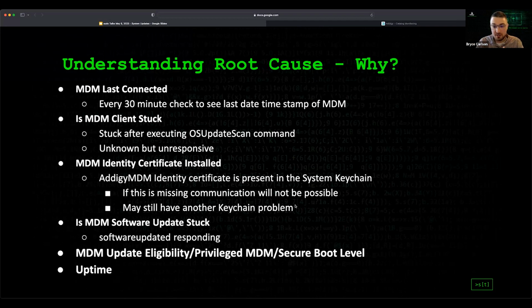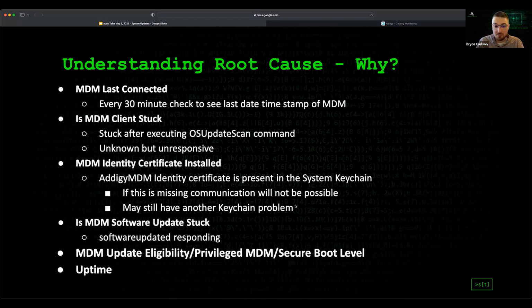The identity certificate, the Addigy MDM identity certificate is present in the system keychain of the device. If that's missing, that communication is not going to be possible. Maybe the keychain was removed, deleted. Maybe that item was removed. So other things might be there, but that's not something that that fact is going to go and check for.